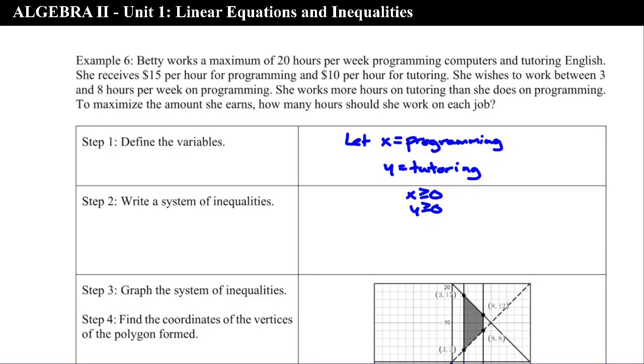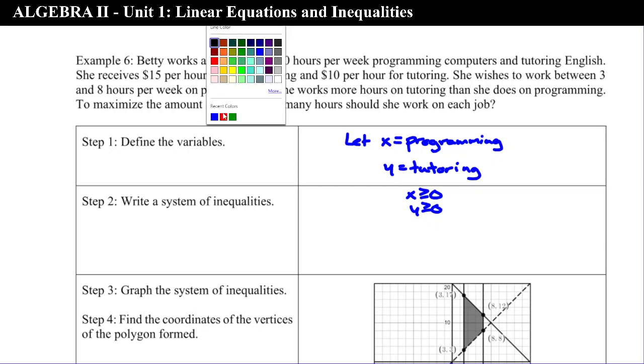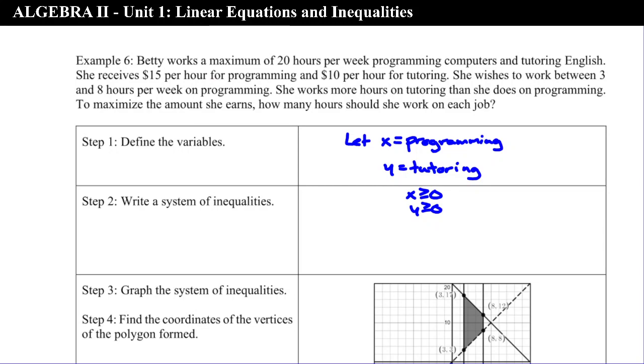So, if we pick apart this word problem like we've done the others, we know that she is going to be working a maximum of 20 hours per week. So we have a maximum of 20 hours per week doing both jobs. That's our first constraint. She cannot go over 20 hours between the two jobs. Therefore, the amount of time she spends on programming plus the amount of time she spends on tutoring has got to be less than or equal to 20.